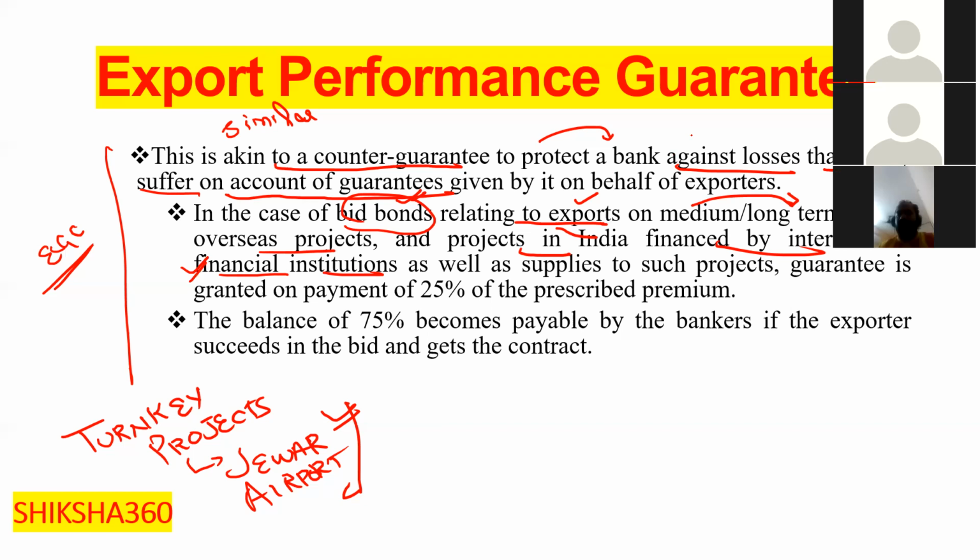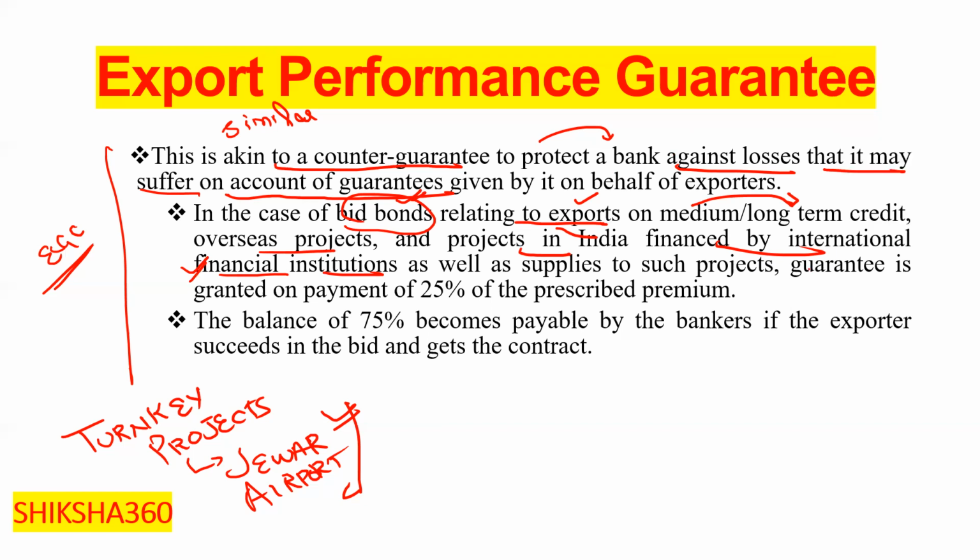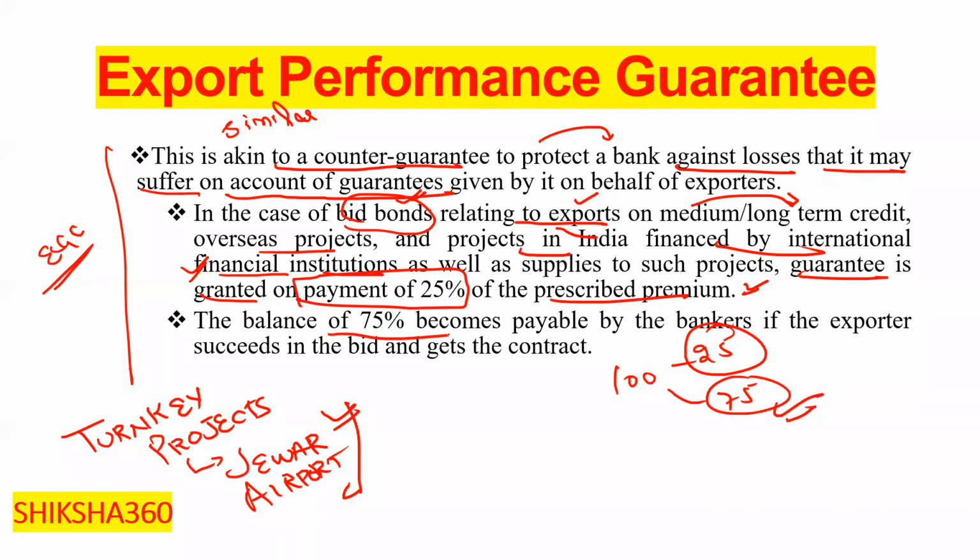So how much guarantee is given? Guarantee is granted on payment of 25% of the prescribed premium. Like we can say of 100 rupees, 25% of the premium we have paid. The balance 75% becomes payable by the bankers if the exporter succeeds in the bid and gets the contract. Like we can say that there is a tender issued in the newspaper, like for the construction of a dam.